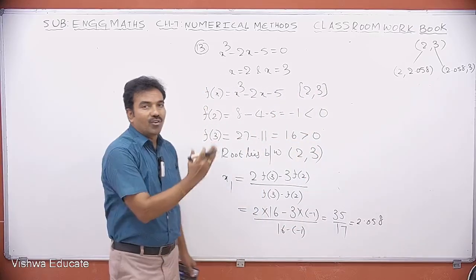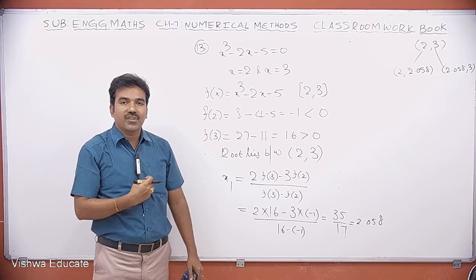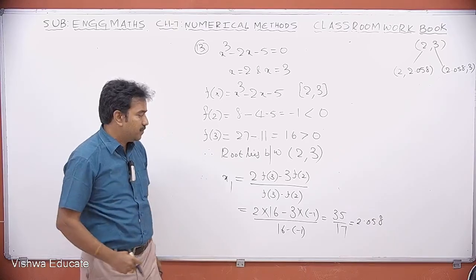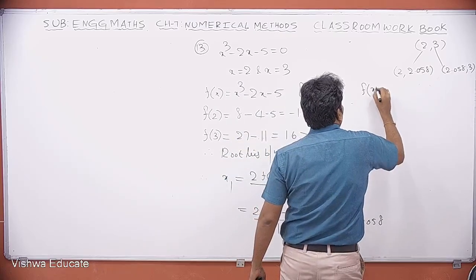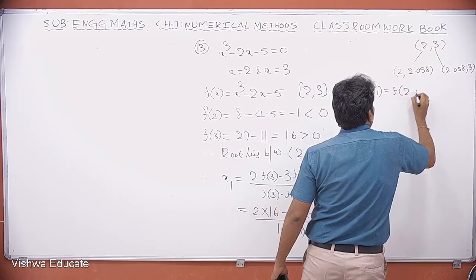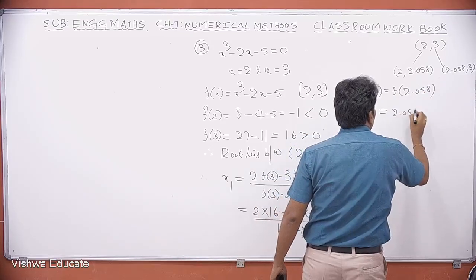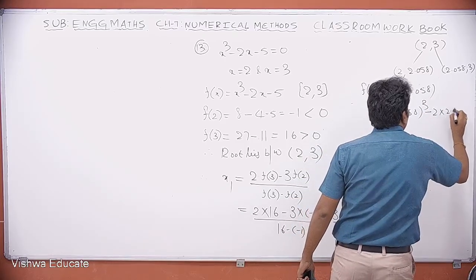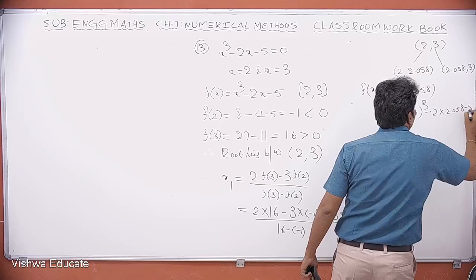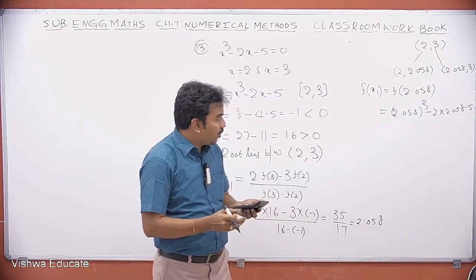Therefore the root may belong to either the left subinterval or the right subinterval. That depends on the sign of the function at the endpoints. So let us calculate f of x1. So this is f of 2.058, which is 2.058 cubed minus 2 into 2.058 minus 5. So this value is required. Let us evaluate this.